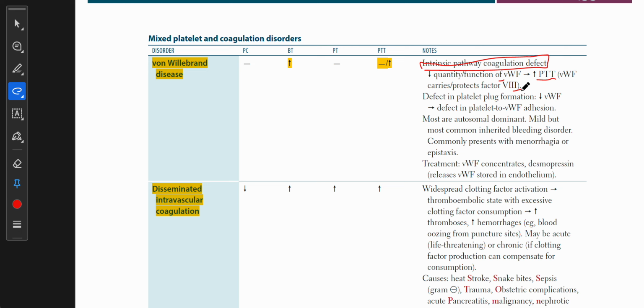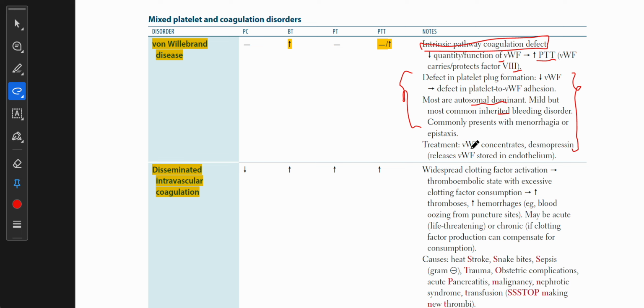Defect in platelet plug formation occurs because there is a decrease in VWF. What actually happens is a defect in platelet to VWF adhesion, as I have figured out earlier, right? So the insult is not plugged normally, so there is a bleeding disorder. Most of these cases are autosomal dominant and mild, but they are the most common inherited bleeding disorders, and they commonly present with menorrhagia or epistaxis, because this is a bleeding disorder. Menorrhagia is heavy menstrual bleeding, and epistaxis is nosebleed.